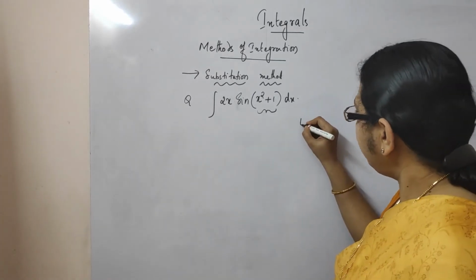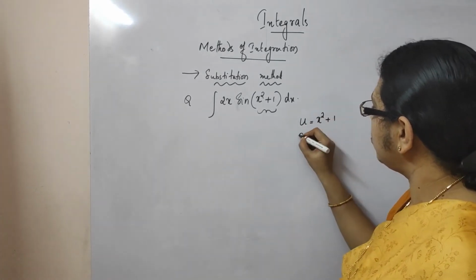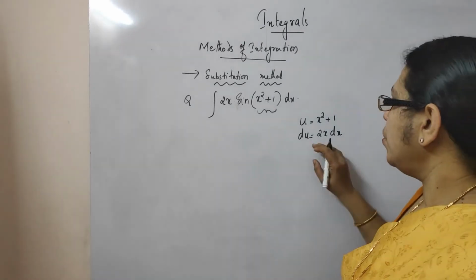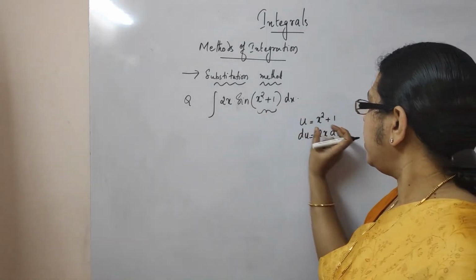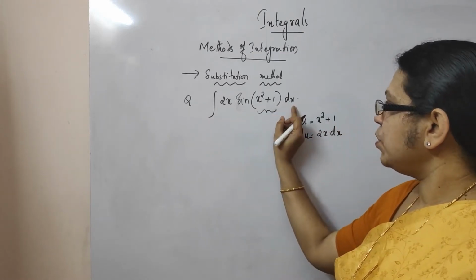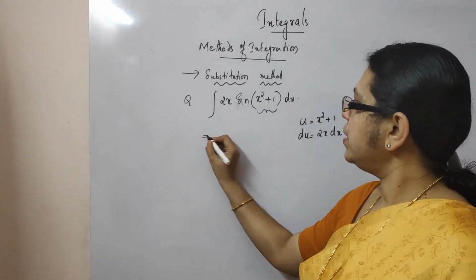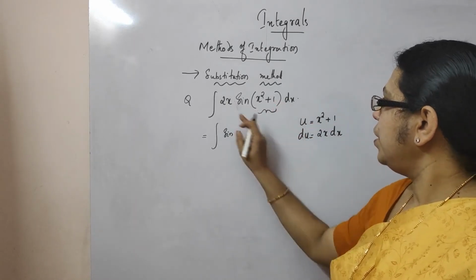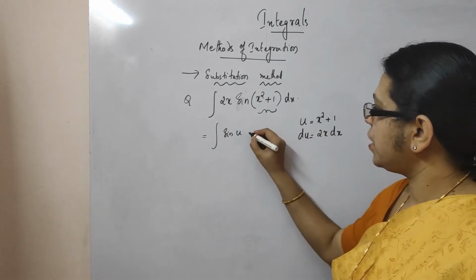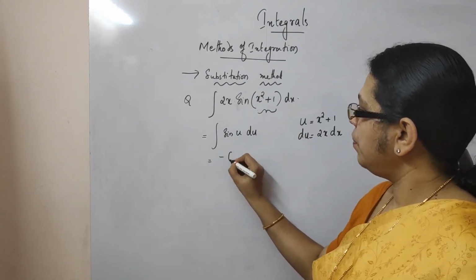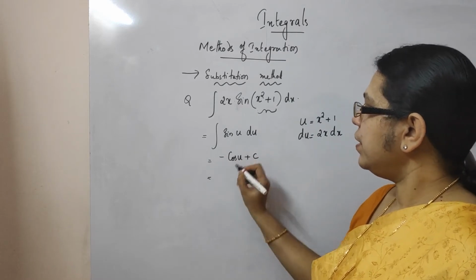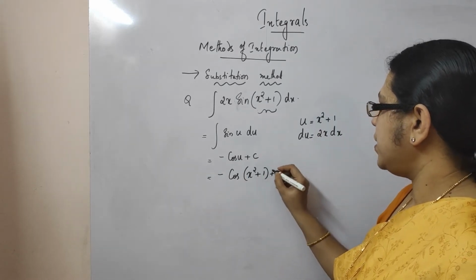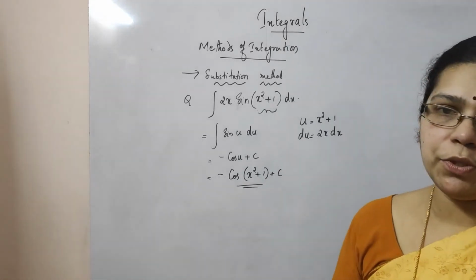So, if I substitute u is equal to x square plus 1, what is du? Isn't it 2x dx? Yes or no? So, I will be substituting x square plus 1 with u, and 2x dx will be replaced with du. So, the integral becomes the integral of sine u du. What is the integral of sine u? Minus cos u plus c. But we cannot leave it in terms of u, rather we have to re-substitute u as x square plus 1.